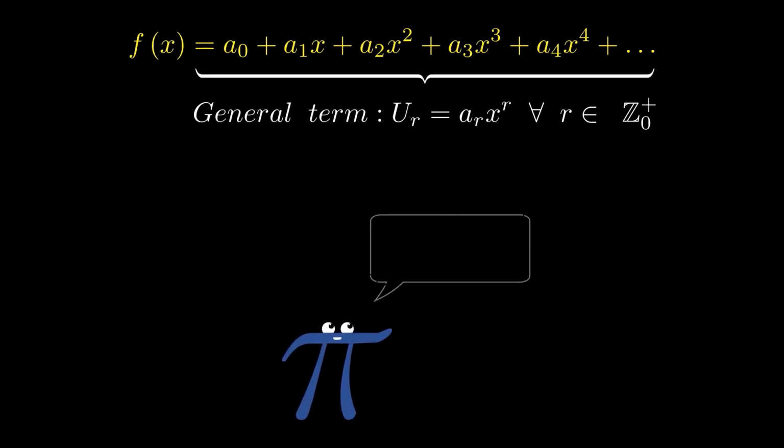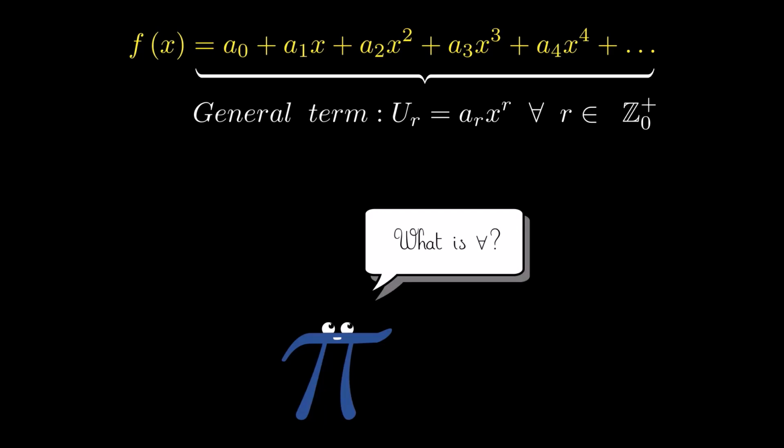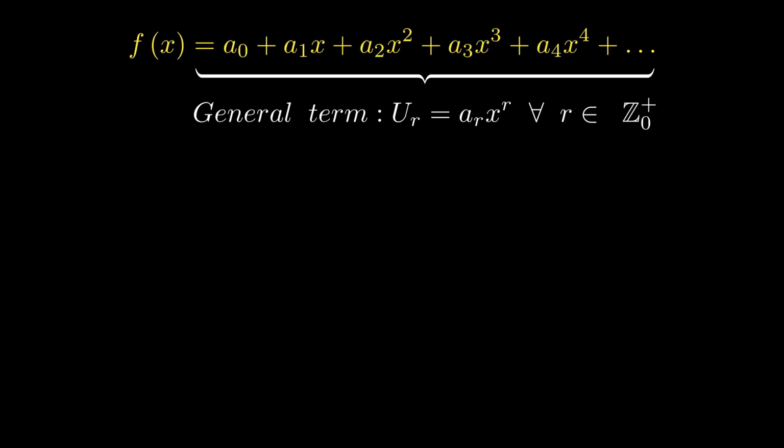Hey, it's Mr. Pi again. Oh, he's asking what that symbol means. Well, that symbol is the symbol that mathematicians use to denote, quote unquote, "for all." So that statement would read, for all r being an element of the non-negative integer set.